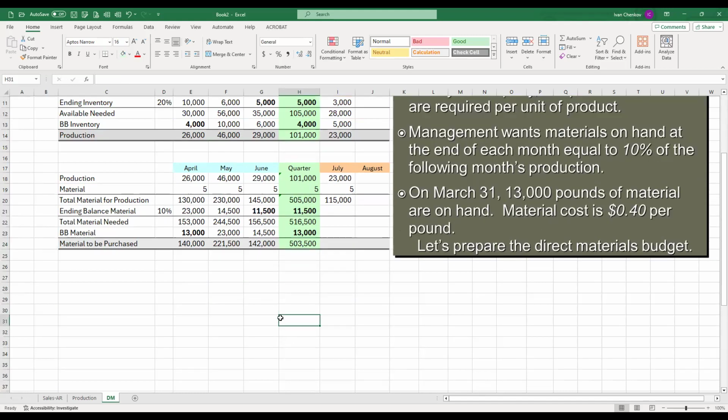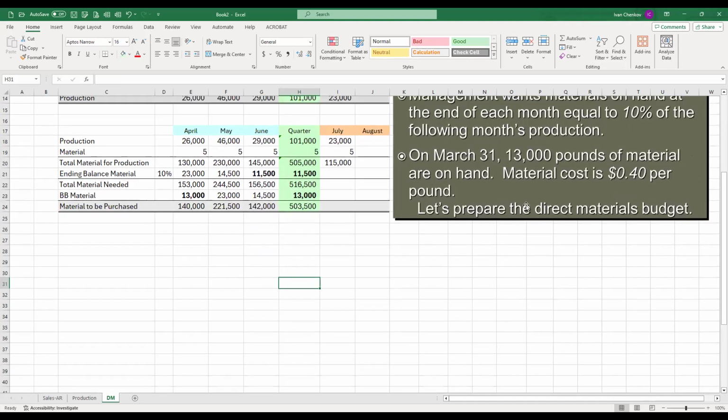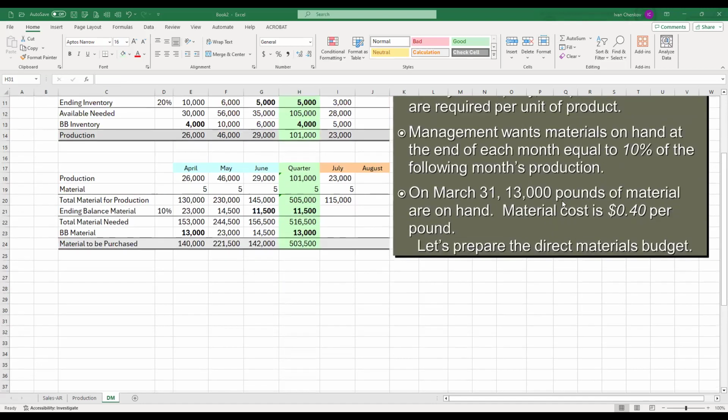Okay. So now, once we purchase the material, what else do we have to do? We have to pay for the material, correct? And how much is the cost for our material? It costs us 40 cents per pound. So let's get the cost.